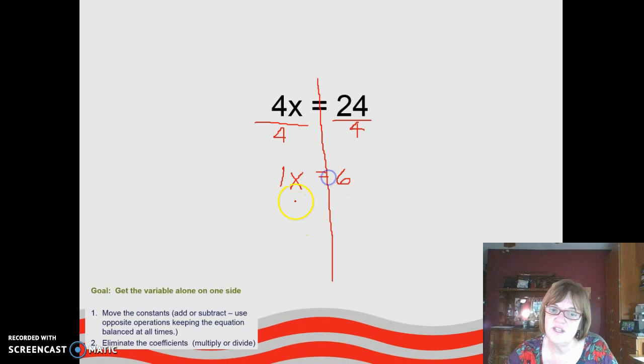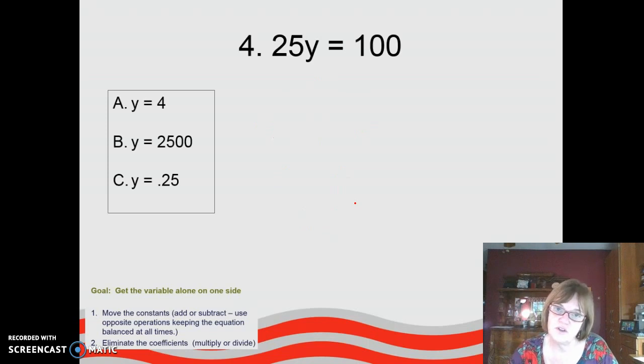So when we do this, 1x equals 6, and we met our goal. X is alone over here. X is 6. So think about it. 4 times 6 is 24. 24 divided by 4 is 6. You can recheck yourself. But like I said before, don't be afraid to use the calculators. Okay, here's one for you to try.